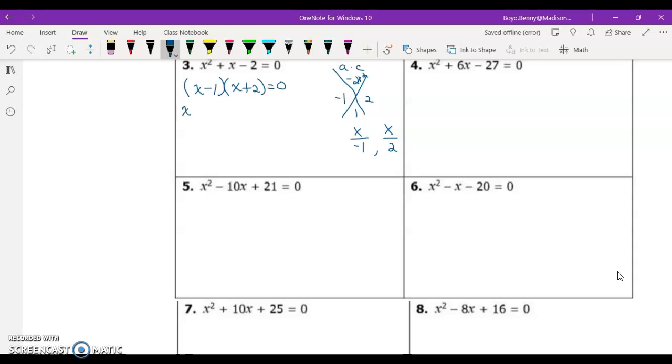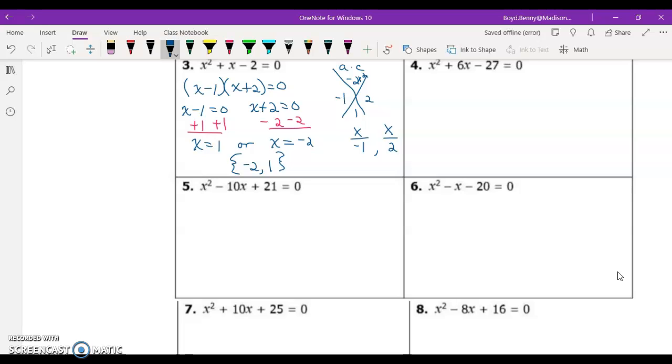Again, I'll set each factor equal to 0, and then solve each one. So for the first equation, I need to add 1 to both sides. For the second equation, I need to subtract 2 from both sides. So for the first equation, x would equal +1. The second one, x would equal -2. So my solution set in curly braces would be -2, comma, 1. And there you have it.